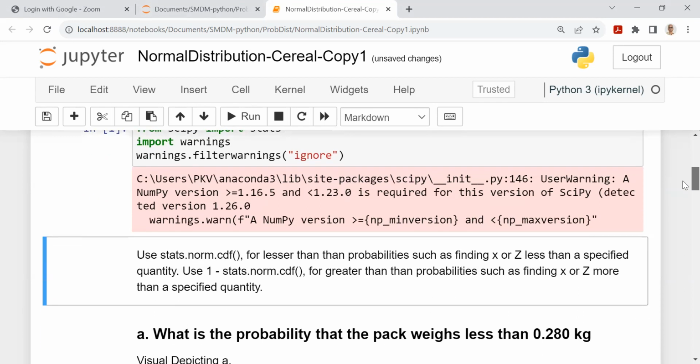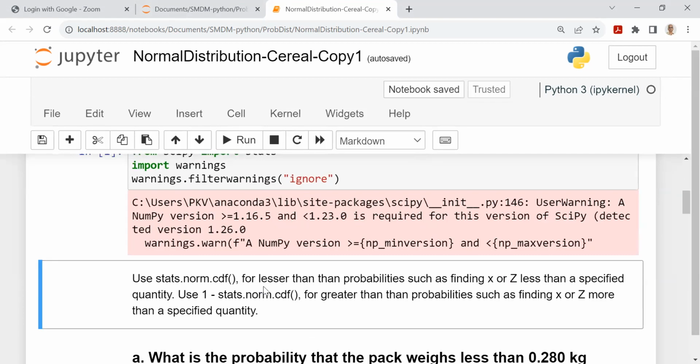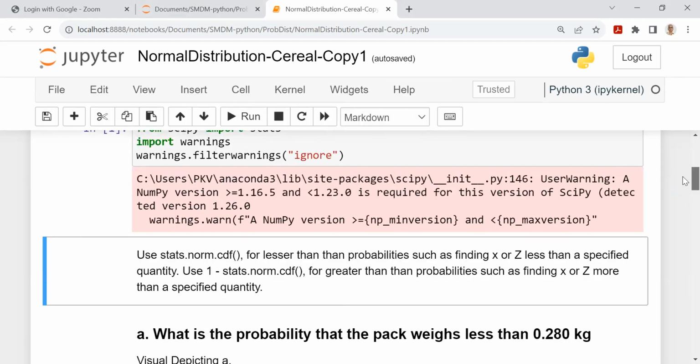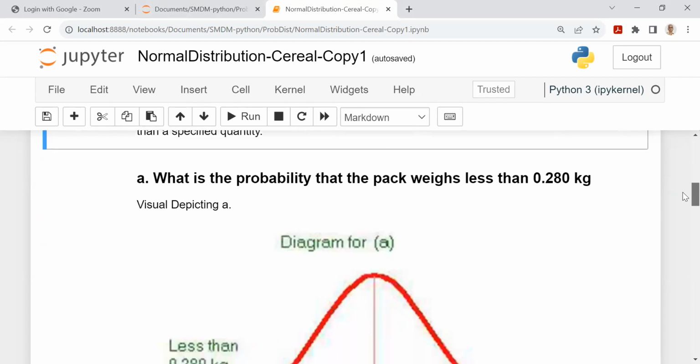Now, use the function stats.norm.cdf, the cumulative distribution function. We put the parameters for lesser-than probabilities, such as finding x or z less than a specified value. Use 1 minus stats.norm.cdf for greater-than probabilities, such as finding x or z more than a specified value. So this is the function.